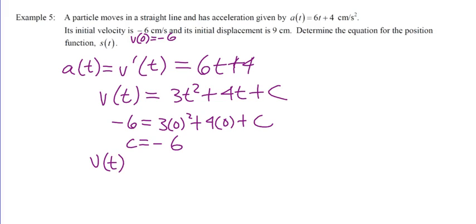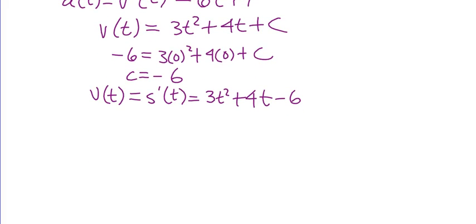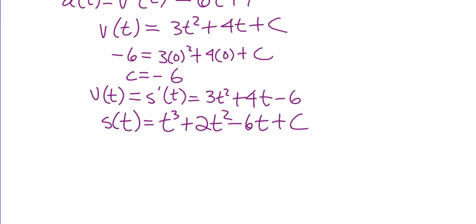What's velocity equal to? Derivative of position. So v of t, which is s prime of t, is 3t squared plus 4t minus 6. So what's s of t? t cubed plus 2t squared minus 6t plus c. We'll pause for a moment. Start writing stuff down.